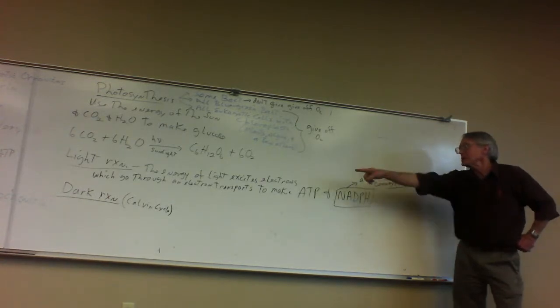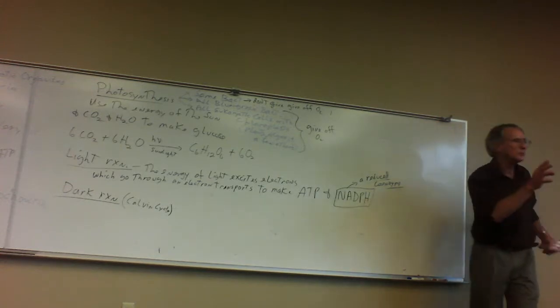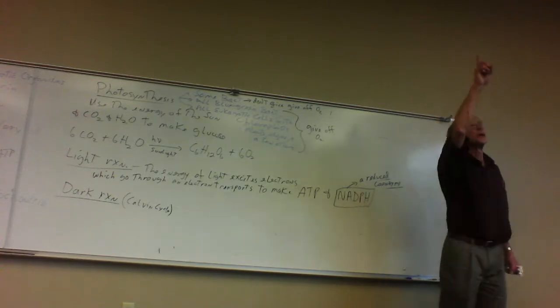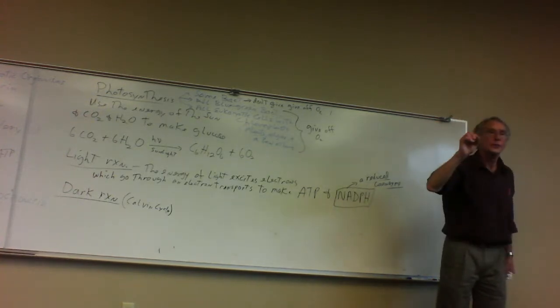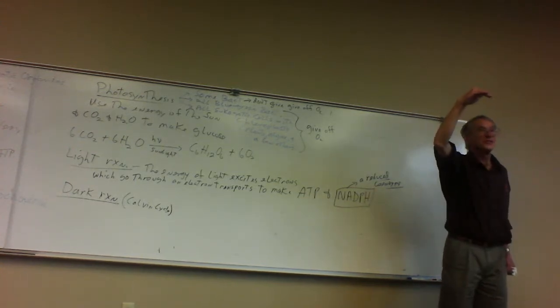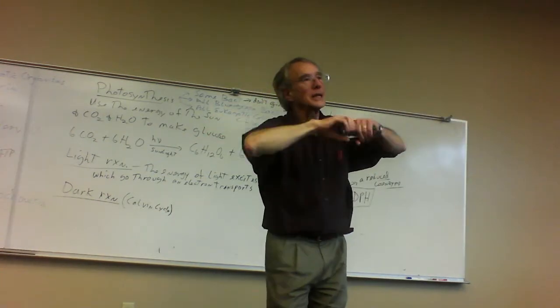Let's talk about these electrons for just a second. First of all, when you look at pictures in the book, they show an arrow with the electron, like it's going up. What they're doing is showing you energy. It's gaining energy. And remember I said electrons can't just fly off into the air. They have to be handed from one thing to another.